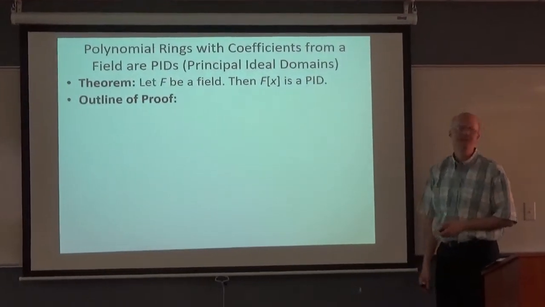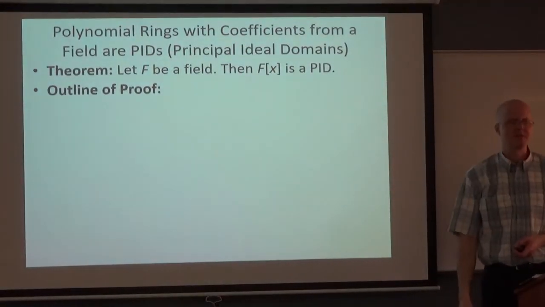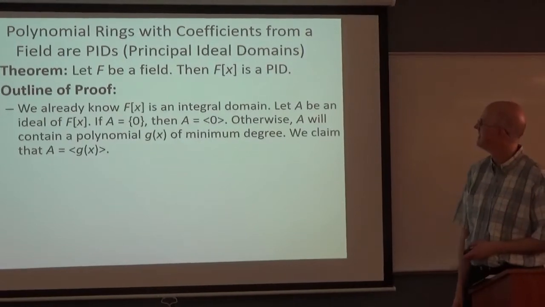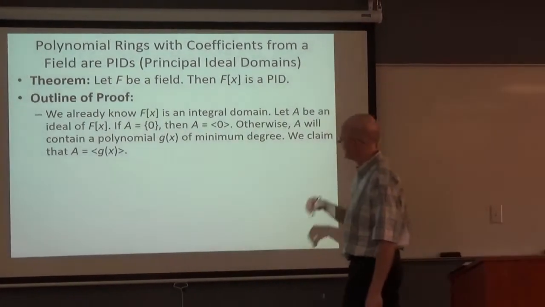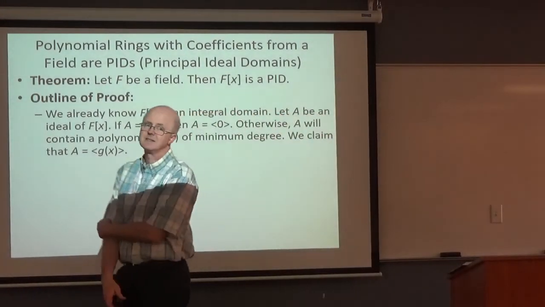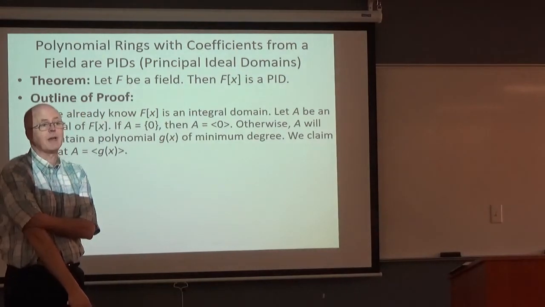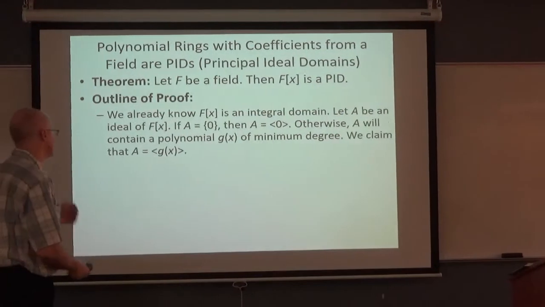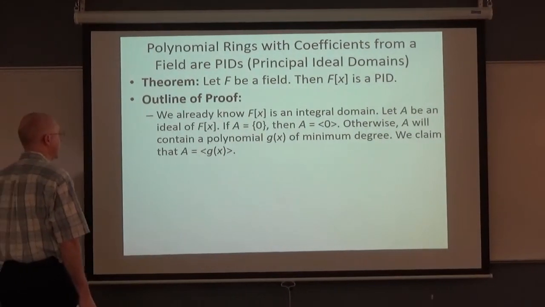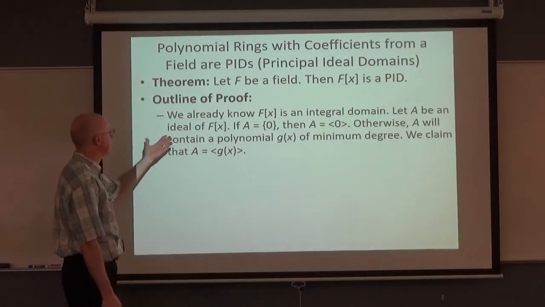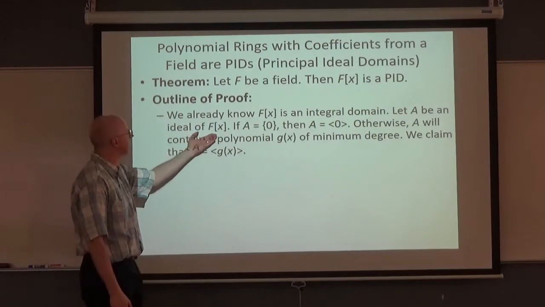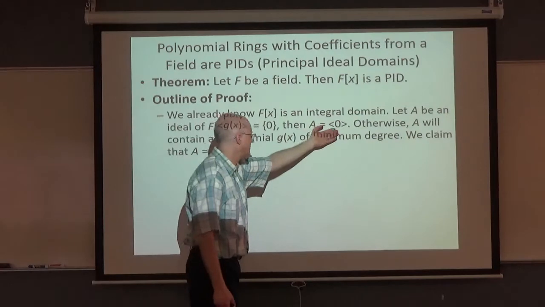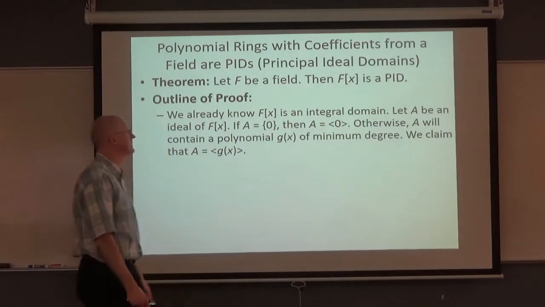What do you need to show? Well, first, it shouldn't have any zero divisors, but we already knew that. We already know it's an integral domain, because if F was just an integral domain, we've already seen that F[x] would also be an integral domain, no zero divisors. So we need to show every ideal is a principal ideal. Let A be an ideal in this ring. If A is trivial, then A is the principal ideal generated by 0.